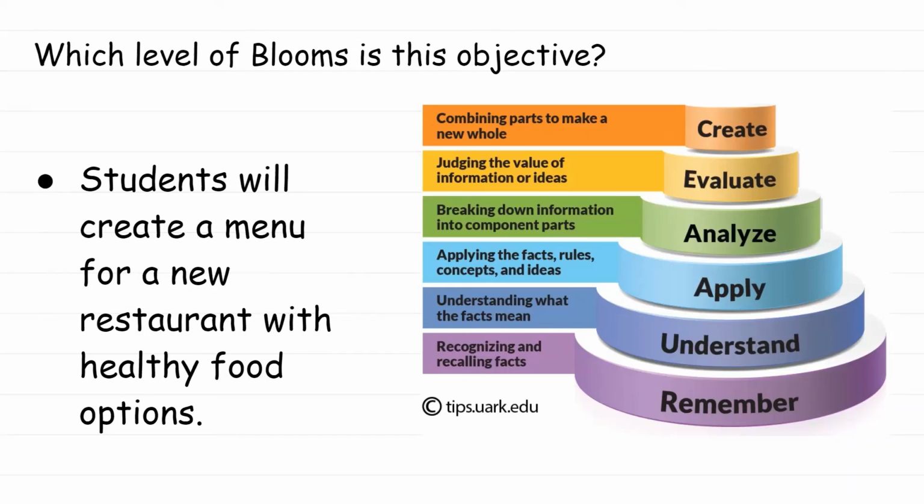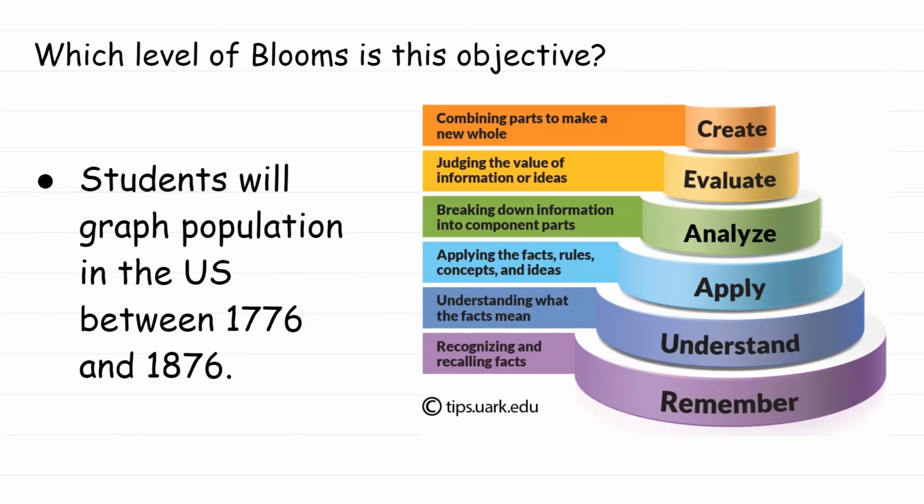Okay, we have students will create a menu for a new restaurant with healthy foods options. I'll give you a hint. The verb is also the level of thinking here with Bloom's. So that level is create. So they're using what they know about healthy food options, and now they are creating their own new menu. Okay, students will graph populations in the U.S. between 1776 and 1876. So let's think, what level of Bloom's thinking is this? This is analyze. So they're going to analyze this information that has been given to them and then create this graph.